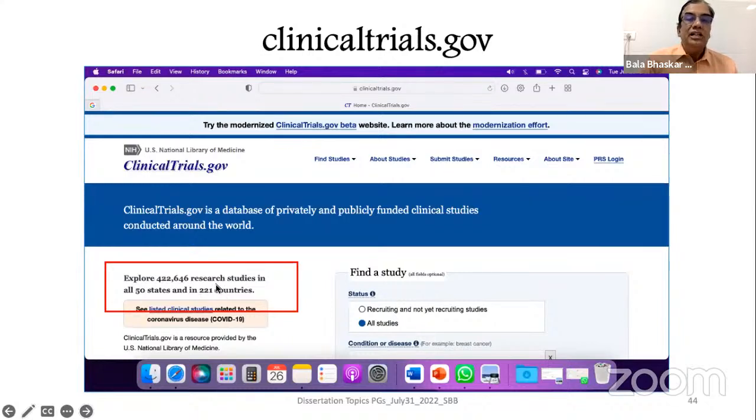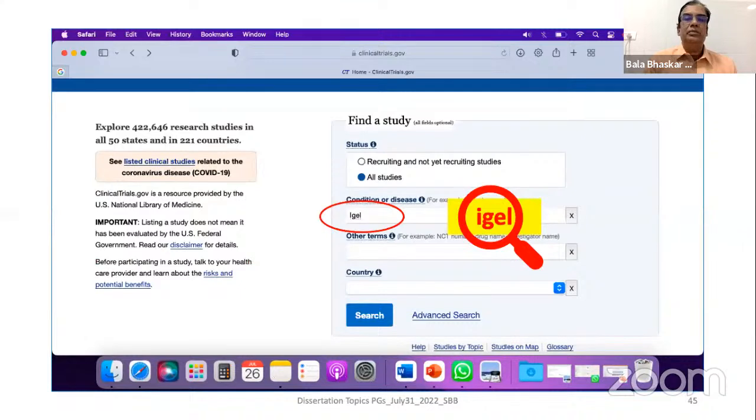It has entries from 221 countries apart from the USA, and there are more than 4.2 lakh, 422,000, research studies registered on this particular website. This is clinicaltrials.gov. This is a website I would want all the PGs to remember and use liberally at any point of time for their own interest.